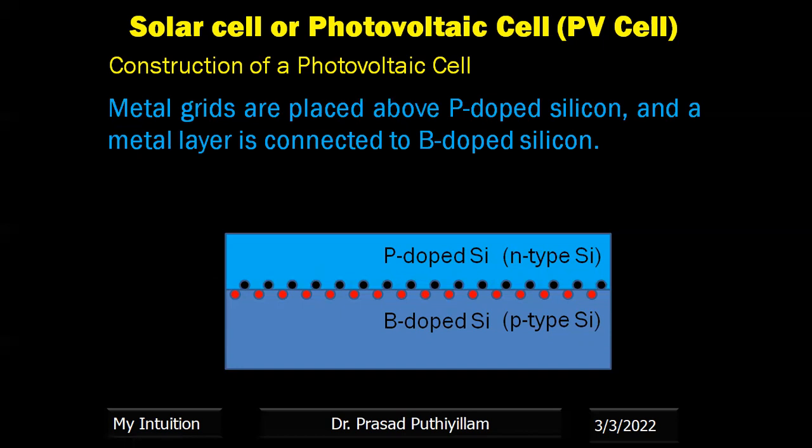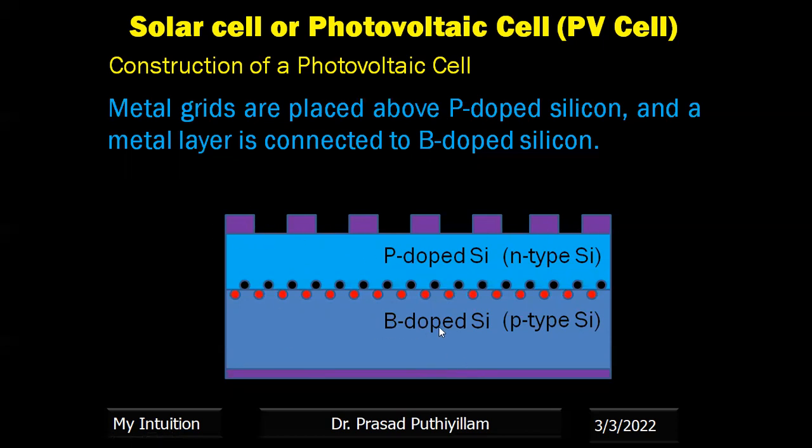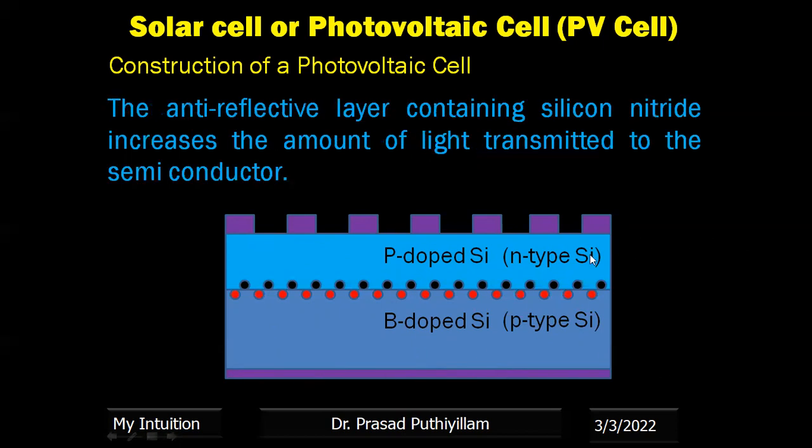Now metal grids are placed above the phosphorus-doped silicon, because the sunlight has to fall there. Therefore metal grids are kept here, and near the boron-doped silicon, a base layer made up of metal is kept. An anti-reflective layer is also kept above the N-type silicon. It increases the intensity of the light passing through. When light falls, if some light reflects, the anti-reflective layer will increase the amount of light in the system. Therefore an anti-reflective layer is kept above the N-type silicon.